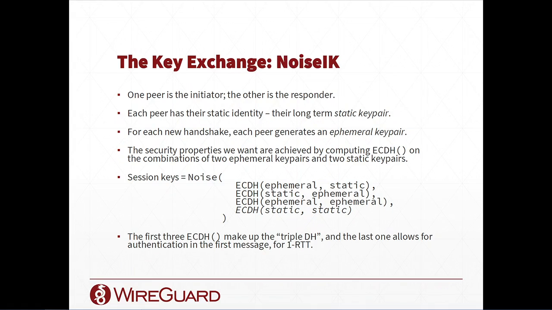So each peer has their static identity, long-term public key. This is what's exchanged in the SSH authorized keys-like way. And the session keys are derived from a series of ECDH operations. We have ephemeral static, static ephemeral, and ephemeral ephemeral. These make up the so-called triple Diffie-Hellman that might be familiar to some of you from the Signal protocol. But because we want this to be one round trip, we additionally have a static-static Diffie-Hellman in the first message, which is almost always a bad idea if you don't do it right because it allows for replay attack. So we have some nice ways of getting around that with monotonic counters.